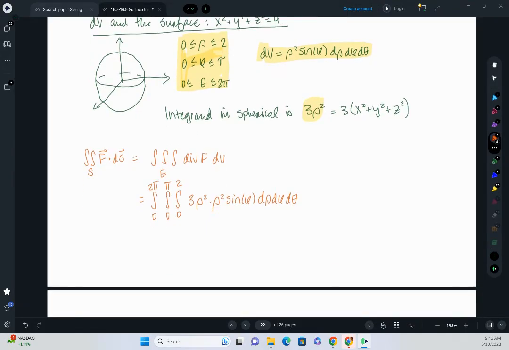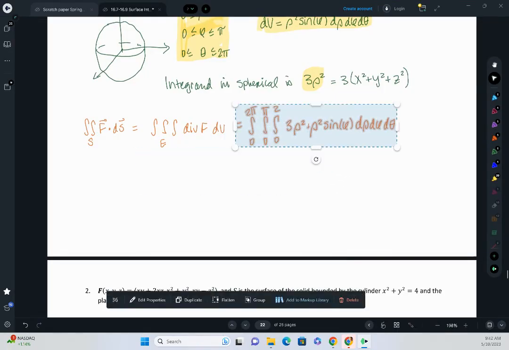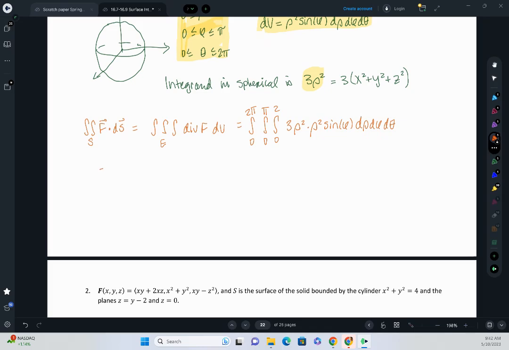I can split this up so that I'm dealing with the integrals separately. And actually, I'm going to move things a bit to give myself a little more room. All right, this is equal to the integral 0 to 2 pi of d theta. These all get multiplied now because I have separable functions in my integrand and I have constants for my bounds. My phi, 0 to pi, I'll be dealing with sine of phi d phi. And then I have 0 to 2 for my rho, and then I have 3 rho to the 4th d rho.